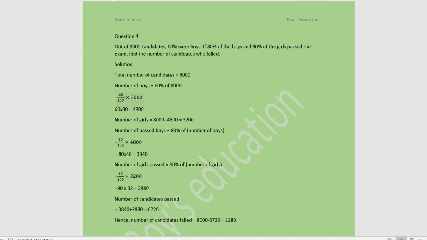And in the question what is given? Find the number of candidates failed. So we have to find out the total number of candidates passed. That means 2880 plus 3840. So we are getting 6720. And how many candidates were there? There are 8,000 candidates. So 8,000 minus 6720, that means 1280. This many candidates failed. So this is how you are going to solve the question.